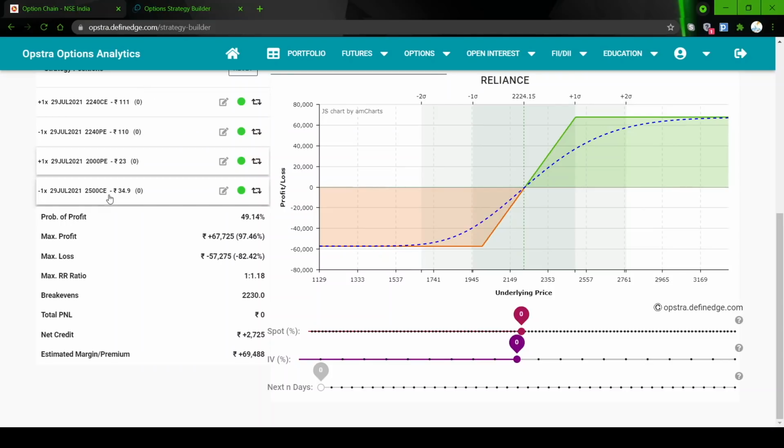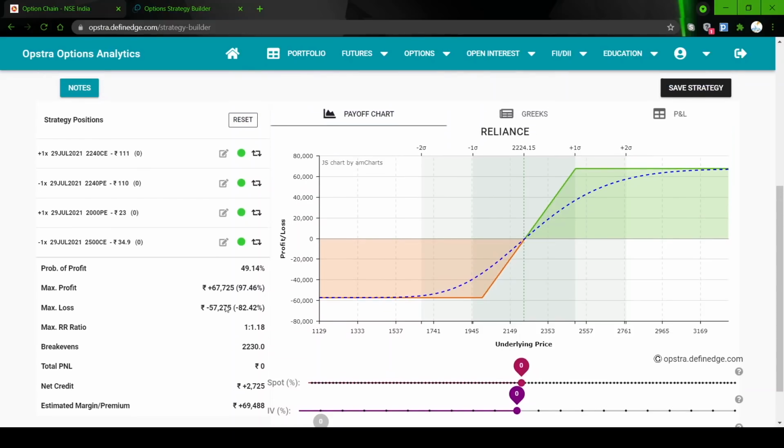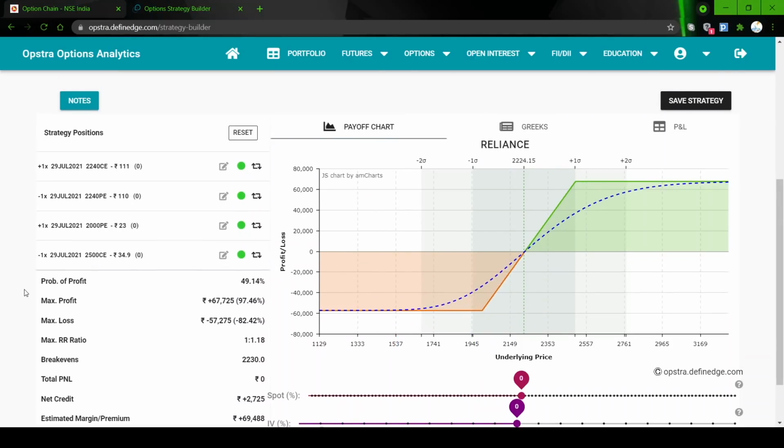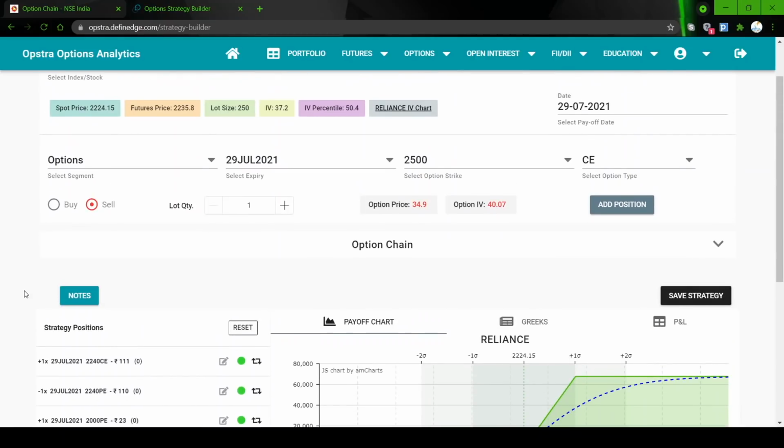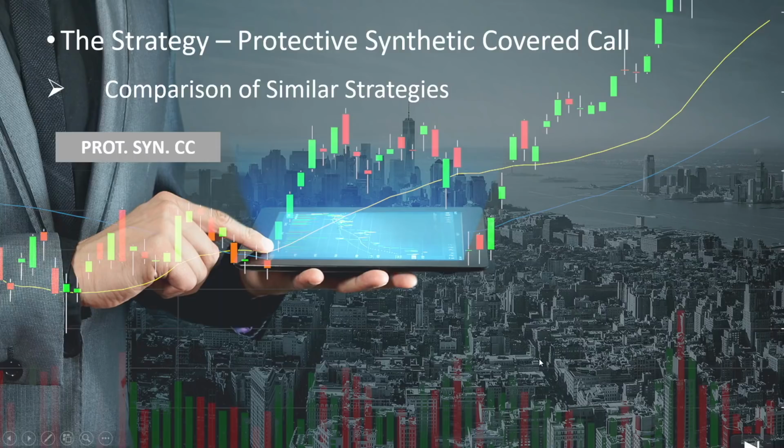This credit spread remains the same, but the futures margin will be at least double this. Here, for half of that margin, we are getting very good returns. So I have explained the payoff graph using Opstra for the protective synthetic covered call. Thank you. Let us compare similar strategies and see how they look.